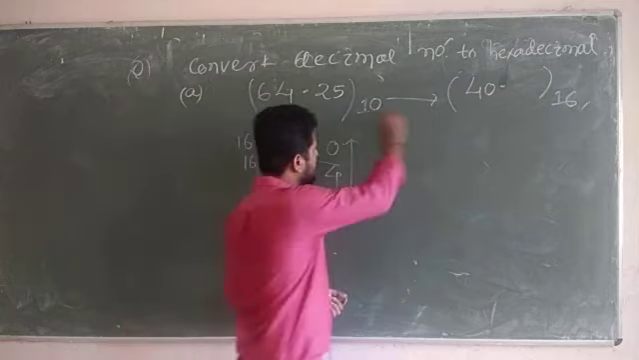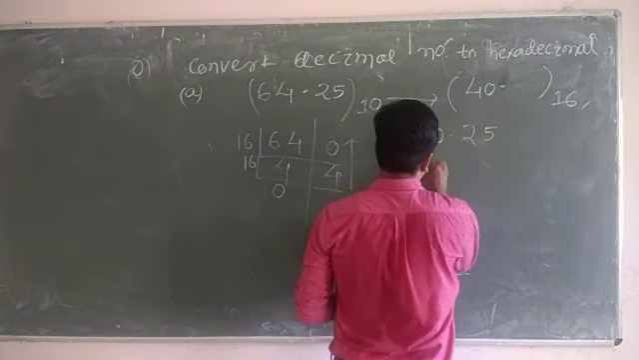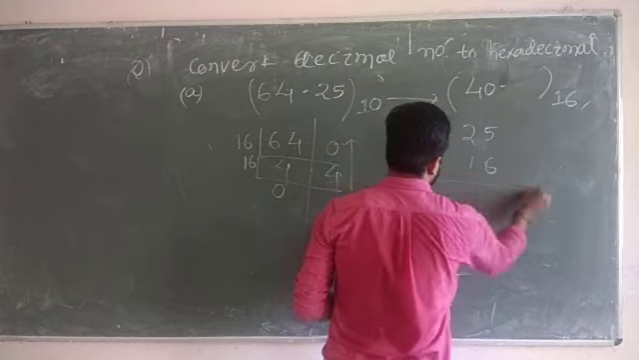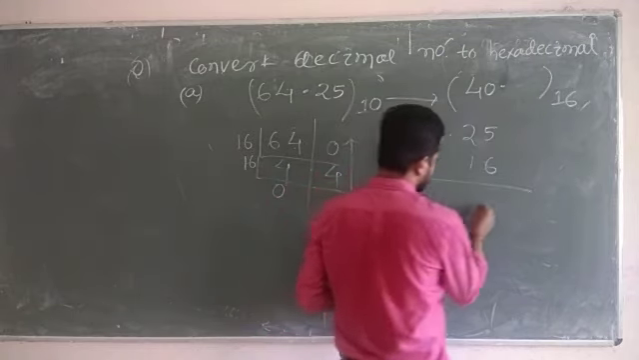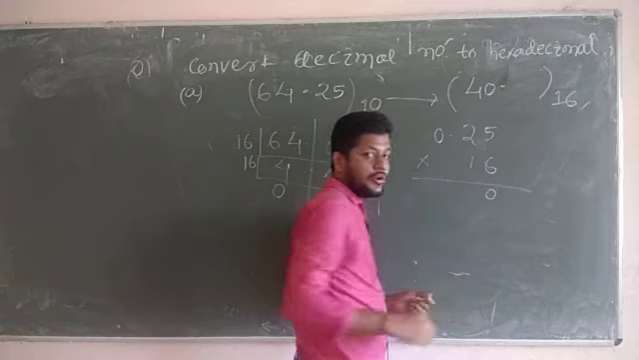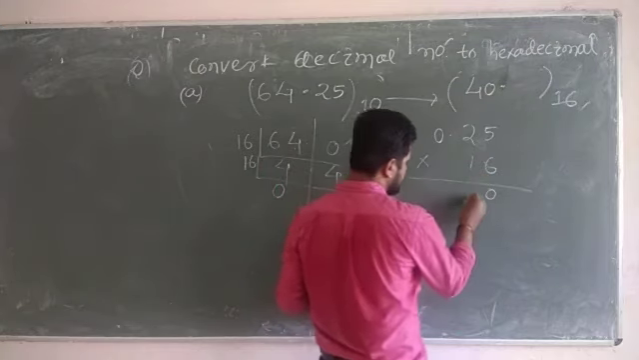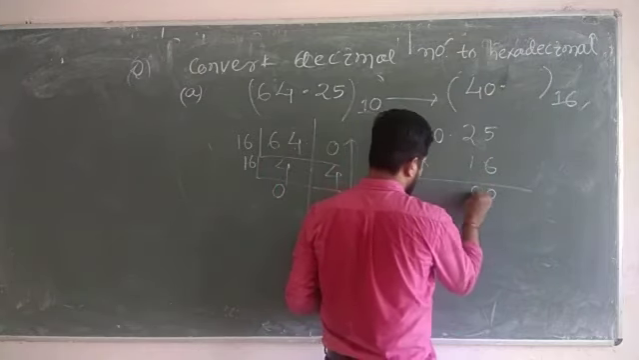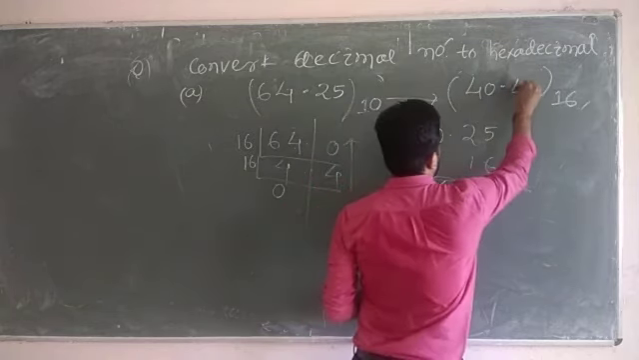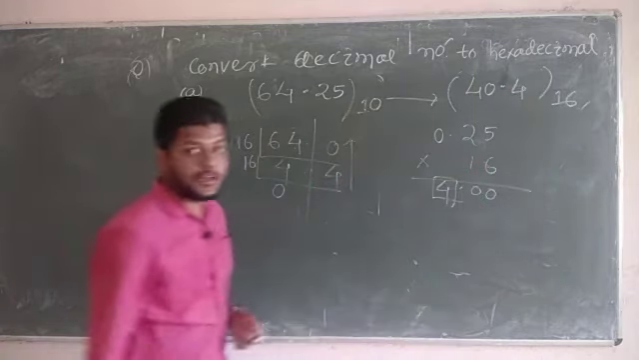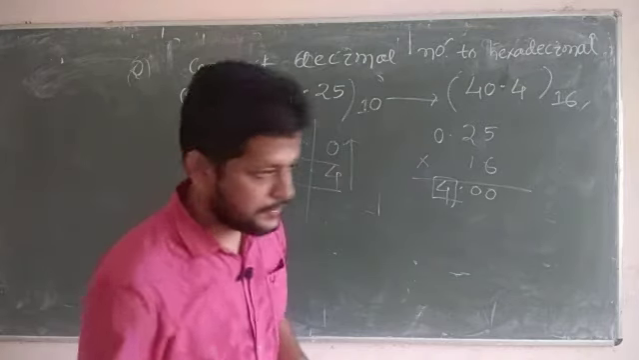So next I want to consider 0.25, and I need to multiply this number by 16. So 16 into 5 is 80. 80 means 0, and then 8, take 8 common, 16 into 2 is 32, then plus 8 is 40, this becomes 4. So 40.4 will be the answer when you convert a number from decimal to hexadecimal.